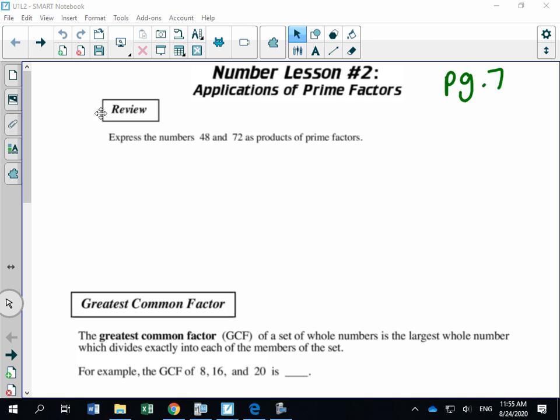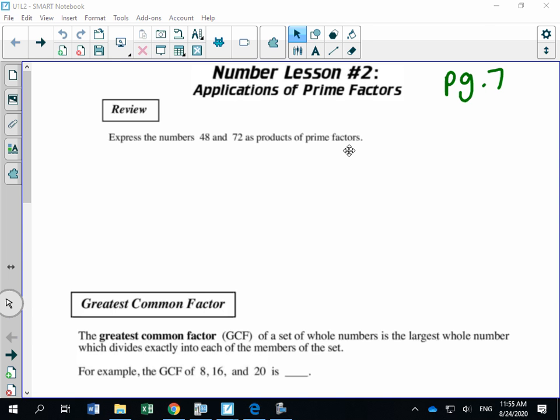Normally I don't do these review questions, but I will do it since it's video. And if you want, you could fast forward through it, or if you want to check your understanding from the last lesson, you can do this with me. So the numbers 48 and 72, we have to know this concept and be able to express it as a product of prime factors, and we need to know that really well for today's lesson.